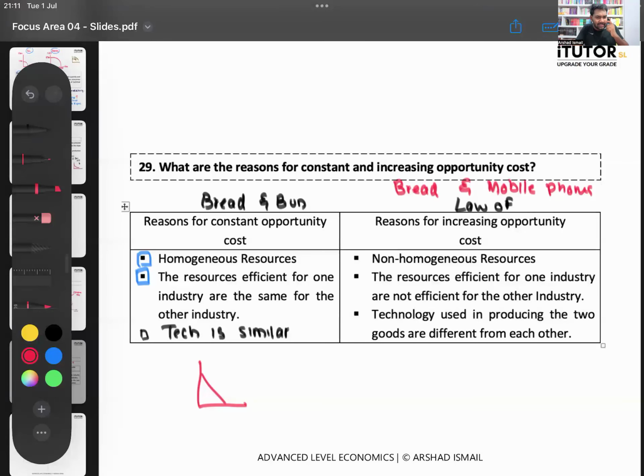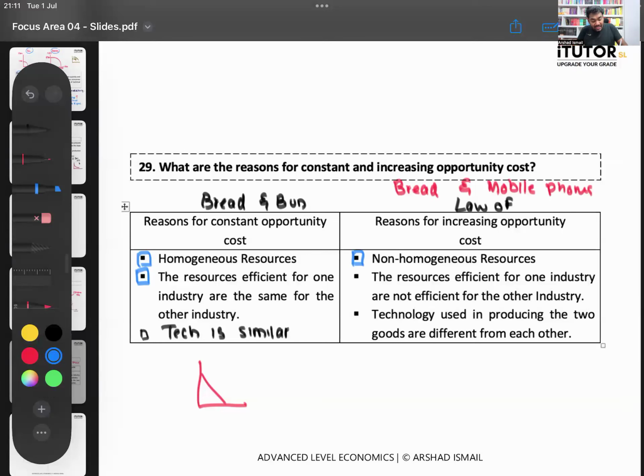Now, if you take bread and mobile phones, the resources are not the same. For bread, you have an oven, there is a baker, you have flour. But how do you make mobile phones? Mobile phones you don't put in an oven and make. You don't use flour. That's not how you produce it, no? Mobile phones are made in a separate way. The resources are different, non-homogeneous. So if the resources are different, you can have increasing opportunity cost.